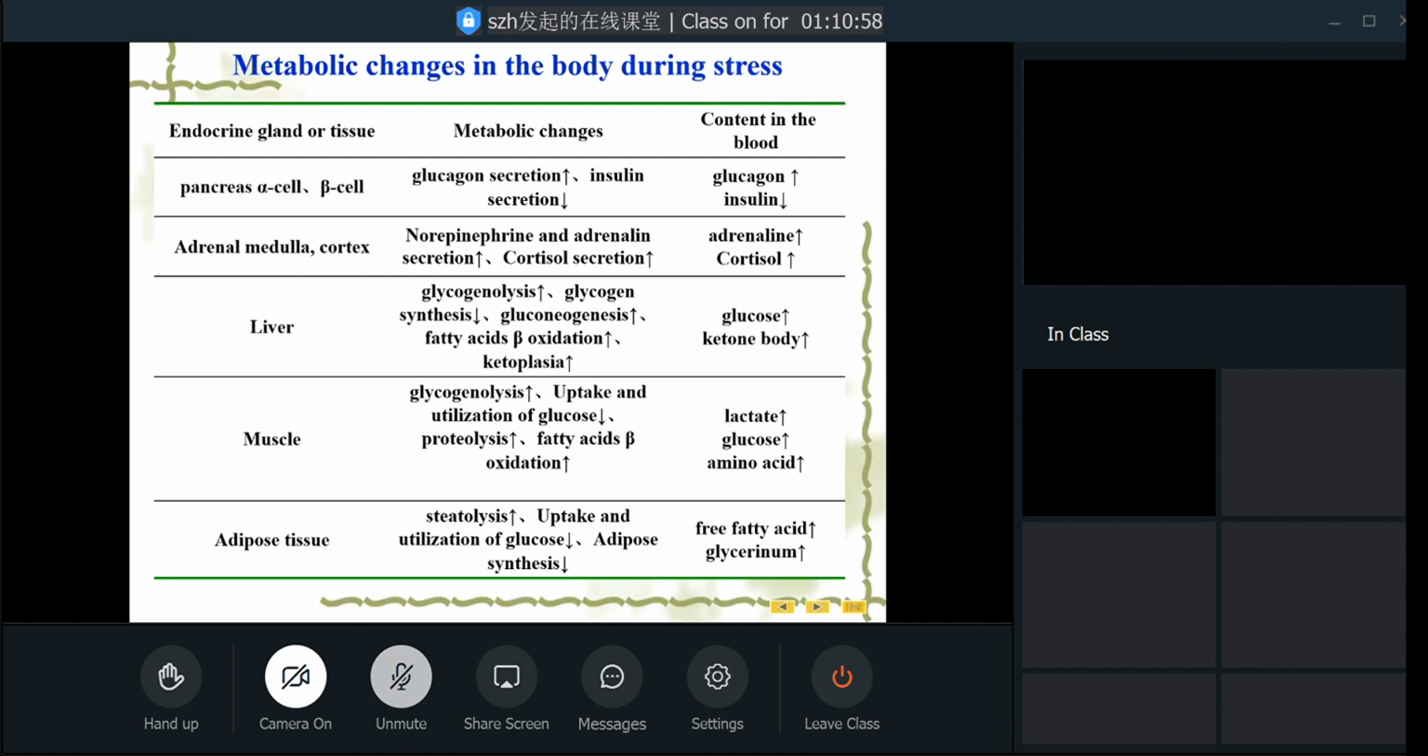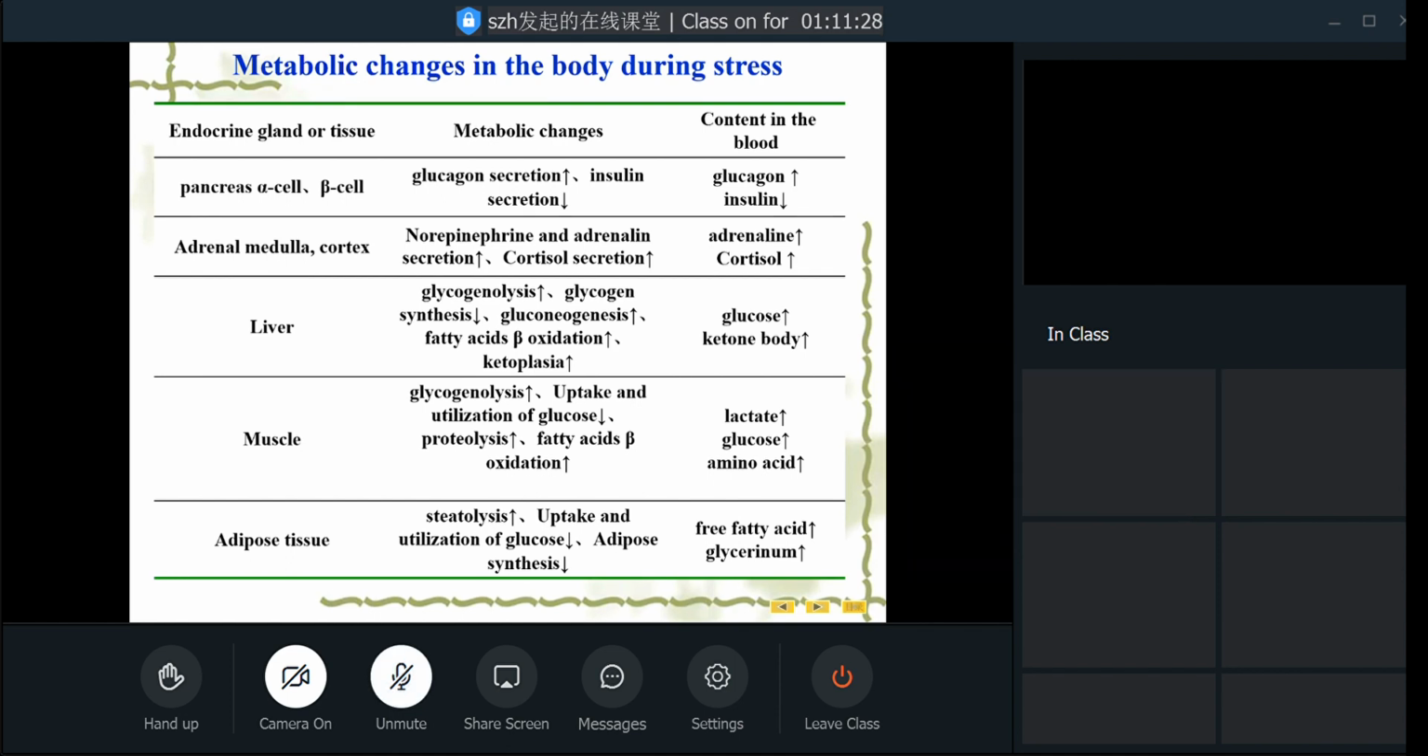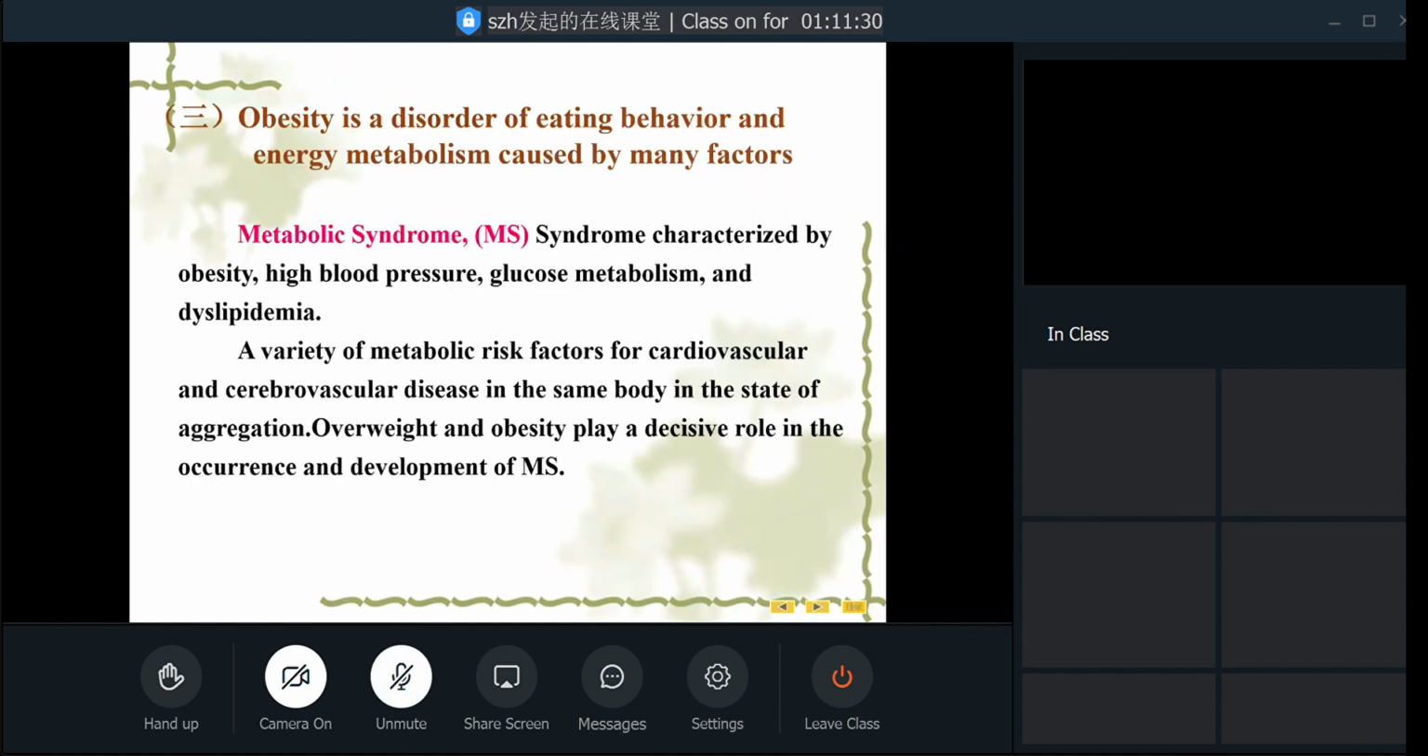You can see what kind of metabolic pathway changed. For example, the protein breakdown may be decreased in the muscle under such conditions. During stress, in the liver, for example, glycogenolysis increases, glycogen synthesis decreases, gluconeogenesis increases, fatty acid beta oxidation increases, ketone bodies in plasma increase, and the final products produced in this condition are increased glucose and increased ketone bodies. Okay.